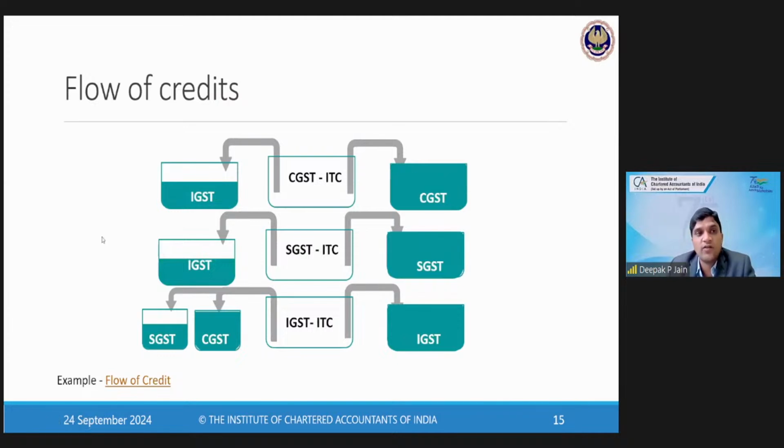CGST credit you can utilize for any liability of CGST, then with IGST, but you cannot utilize this credit with your SGST liability. So if you have any SGST liability, this cannot be utilized from the CGST credit. Again, CGST liability cannot be utilized from the SGST credit. Cross utilization of credit between C and S is not possible.